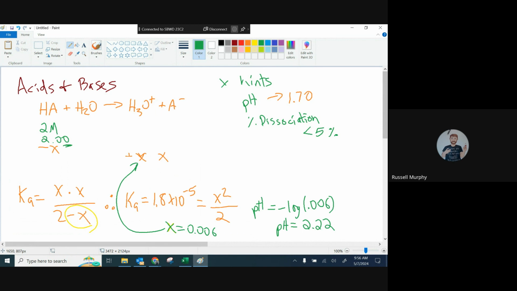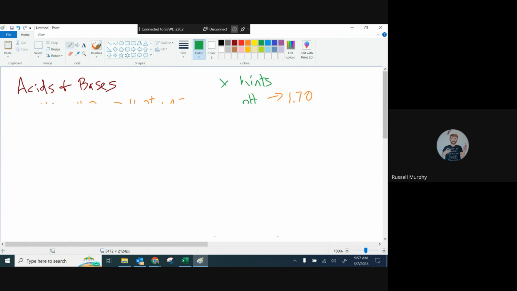Did somebody look up the Kb for carbonate? Do it as a demo as we also explain it. 2.1 times 10 to the negative 4. Yes, that is the Kb for carbonate. Right? What you said? Okay.